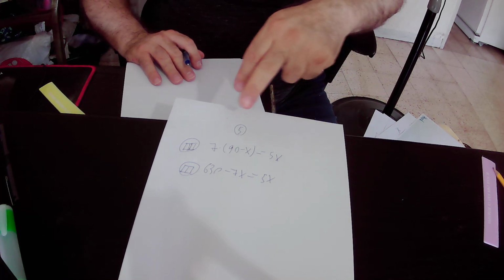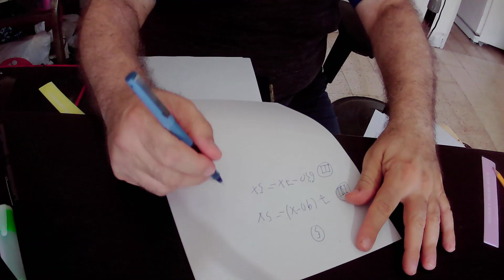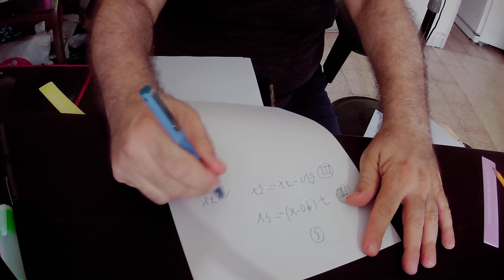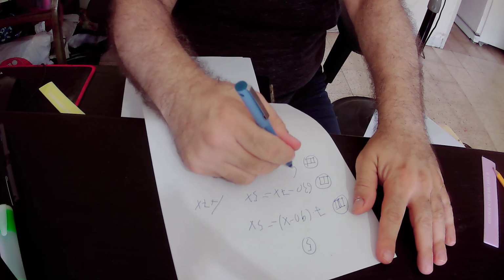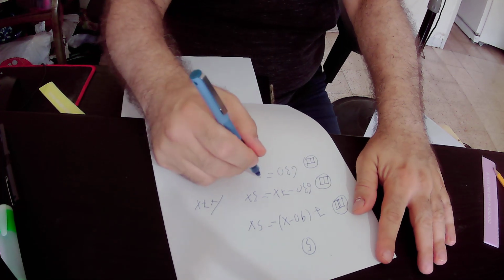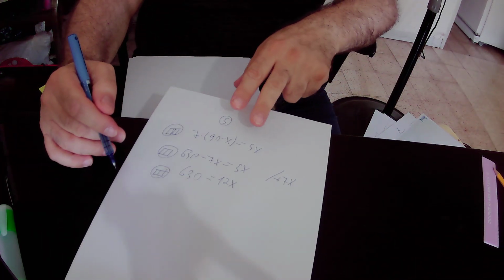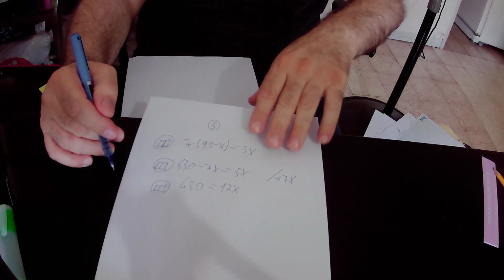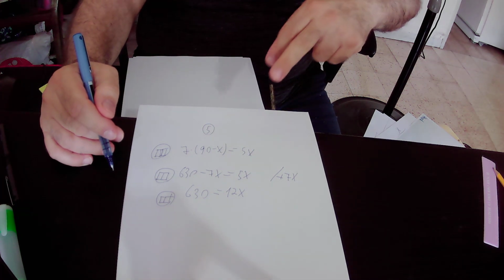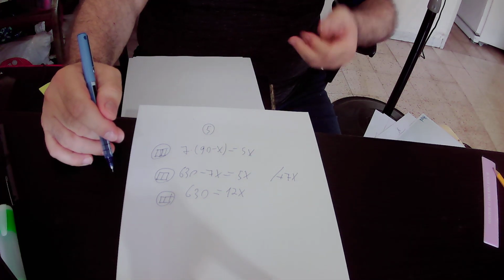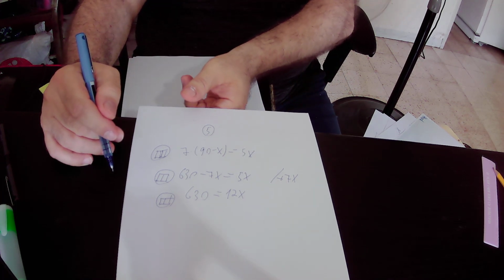Now we will add 7x to both sides of the equation. We will get that 630. Here we added 7x to both sides of the equation, so 5x plus 7x equals 12x, and 630 minus 7x plus 7x equals 630. Now we will divide both sides of the equation by 6.